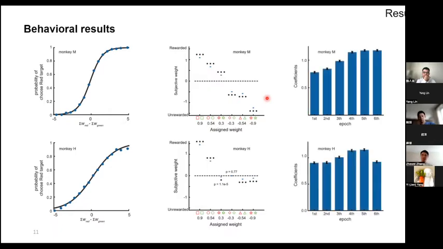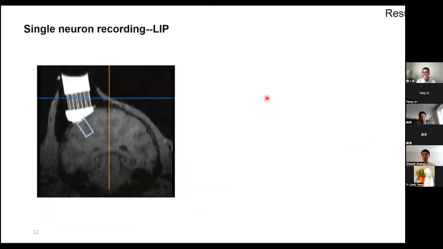Then I performed another logistic regression to test whether the monkeys use the stimuli in all epochs. We found that the leverage of the stimulus in all epochs is significantly larger than 0, indicating that the stimuli in all epochs are used for choice. When the monkeys were well trained, we started to record LIP neuron activity, and we localized the LIP area based on MRI.